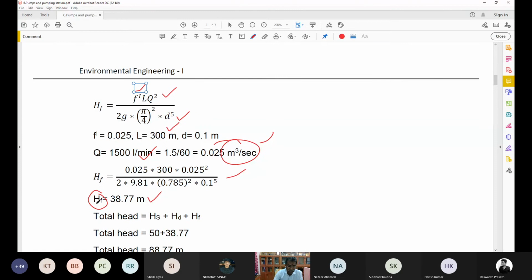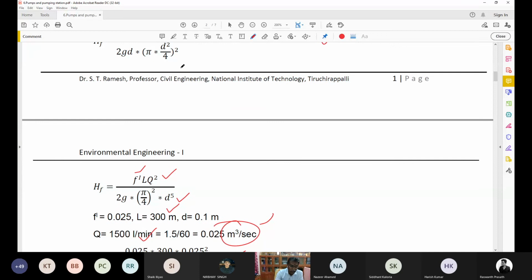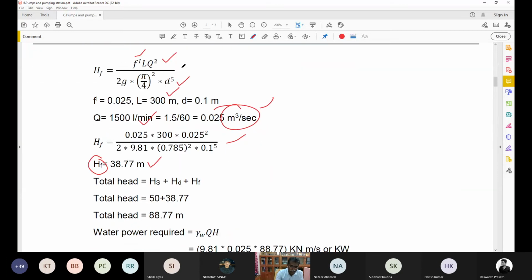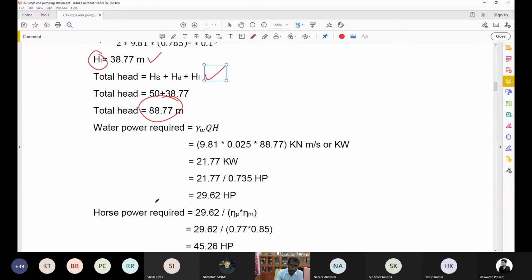These are not very challenging. You can remember this formula, and based on the available data, if V had been given directly you would have used it. But V is not given; Q is given, and the circular pipe dimensions are given, so you substitute and get the head loss due to friction. If you add all together, you get the total head. The total head is 88.77 meter.